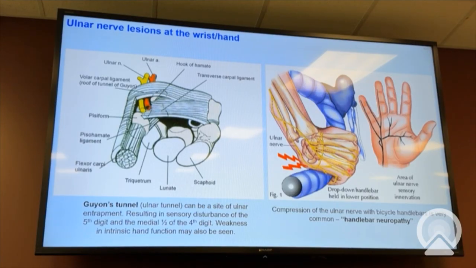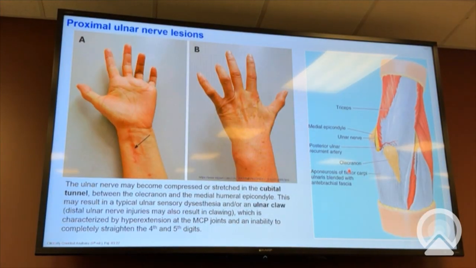You can also call this handlebar neuropathy. Cyclists sometimes will complain of this because they rest the medial aspect of their wrist against their handlebars, and that compresses the ulnar nerve. So what if you have a proximal ulnar nerve lesion, a lesion that's up higher, maybe in the cubital tunnel or something like this? That can happen as well. That's another issue you could have.